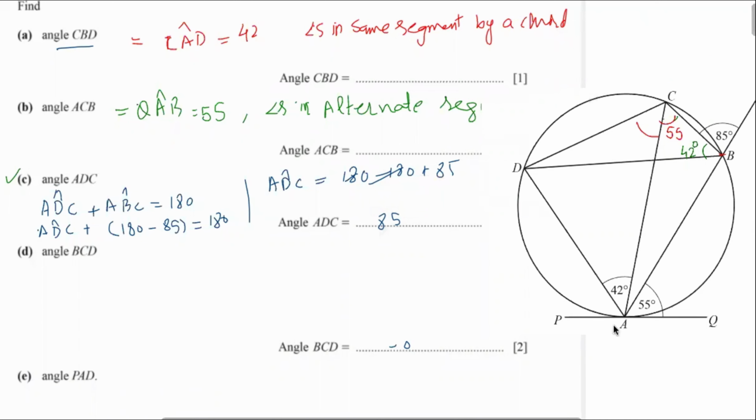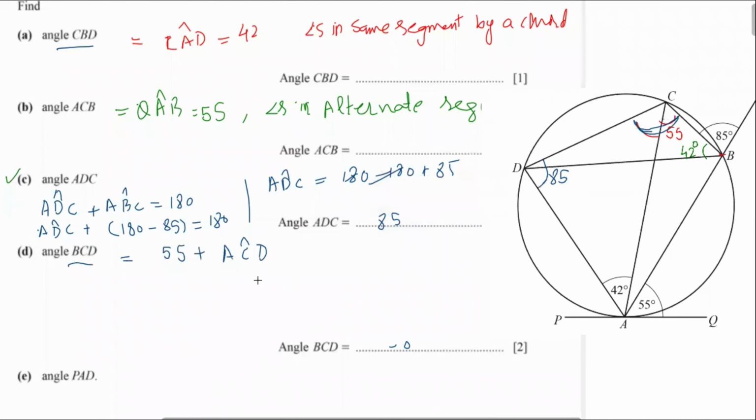Now you see here, this is the angle ADC, 85. Now we have to find BCD. This is the BCD angle, and we have to find the BCD angle. You see here, this angle will be equal to 55 plus angle ACD.